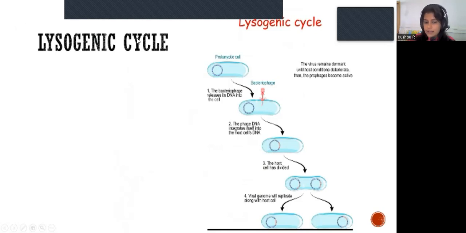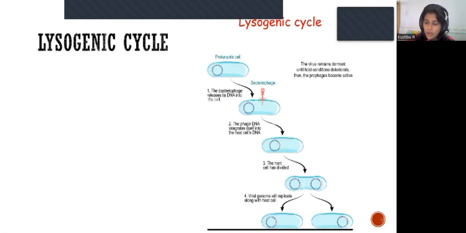In lytic, as the name signifies, when the viral progeny is being synthesized, the bacteria lyses and the viral progeny are liberated into the environment. But in the lysogenic pathway, there is no lysis of the host cell. When the bacteriophage enters a prokaryotic cell, that is a bacteria, the nucleic acid is liberated inside the bacteria. That prophage integrates inside the nucleic acid of the bacteria.